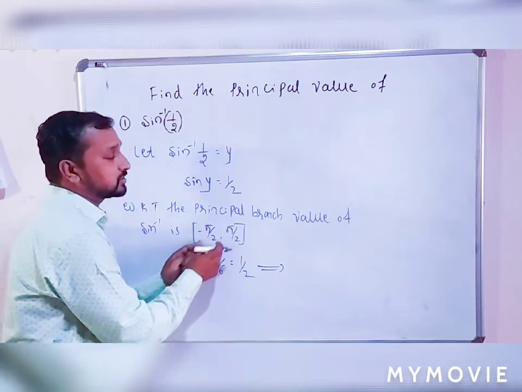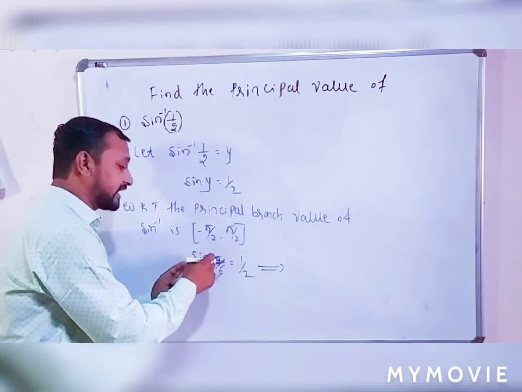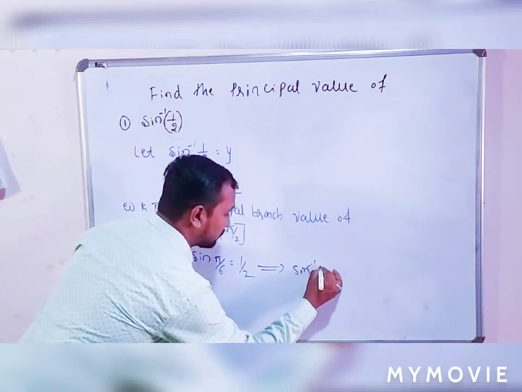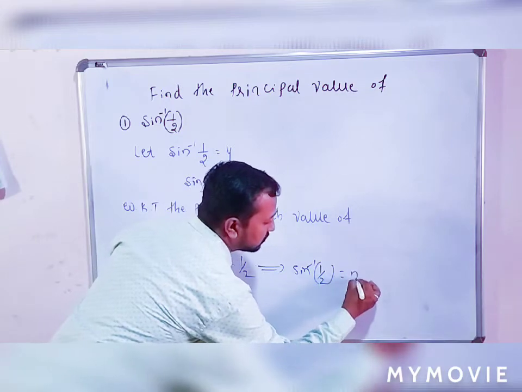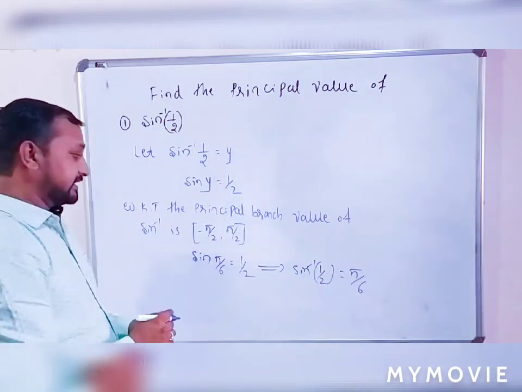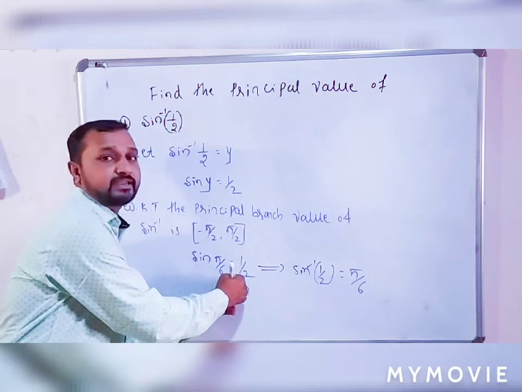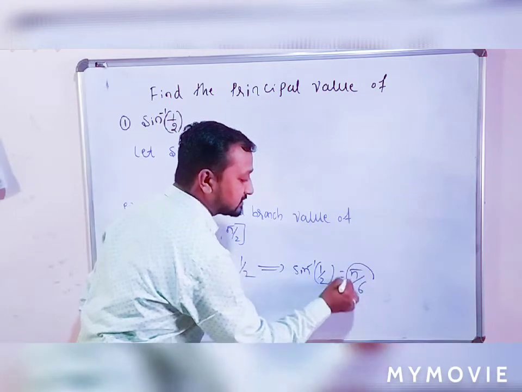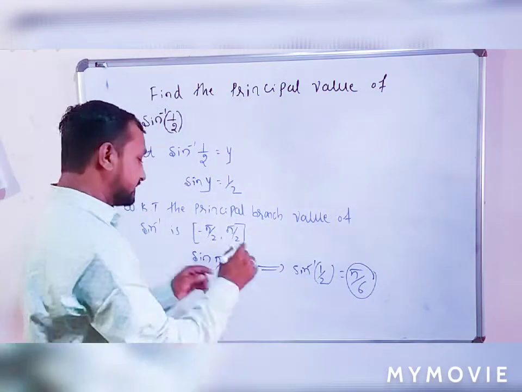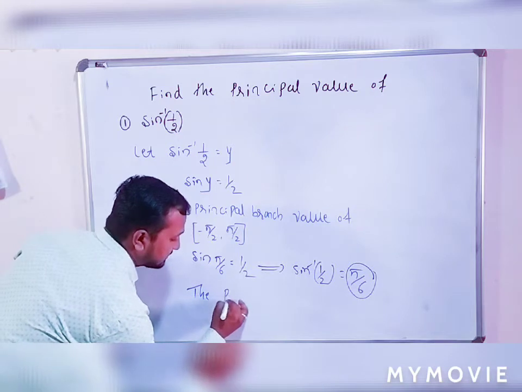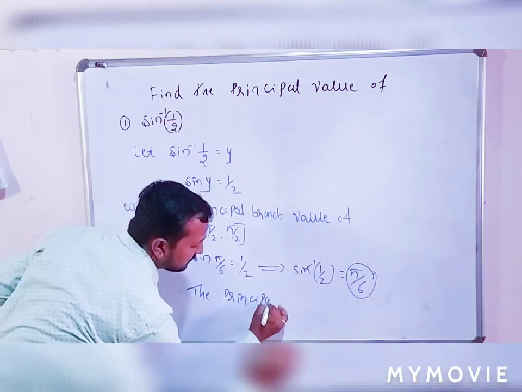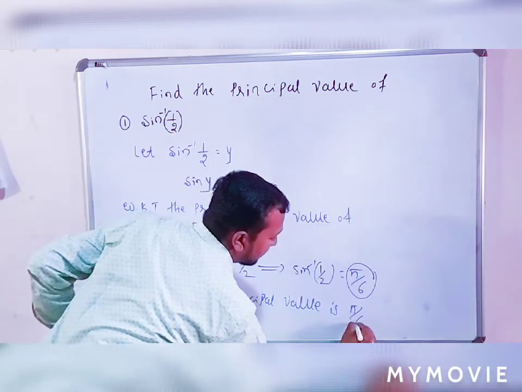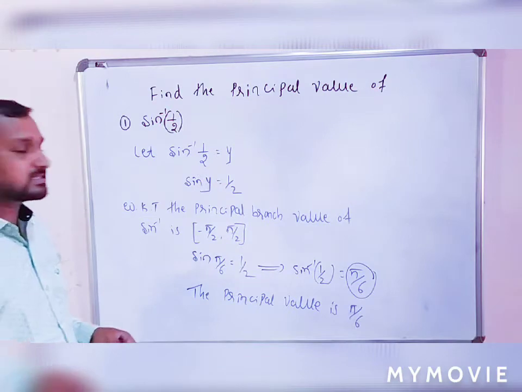The sine function is shifted to the right-hand side, and the sine function becomes sine inverse. So sine inverse of 1 divided by 2 is equal to pi divided by 6. Is that clear? So the principal value of sine inverse of 1 by 2 is pi by 6. Very easy example, students.